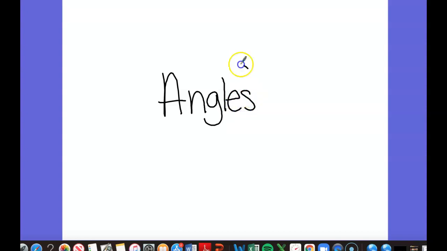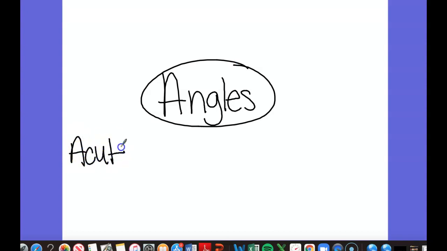So our topic is going to be angles. So you're going to write that nice and big in the middle of the page. And we're going to be talking specifically about classifying angles. So we have four types of classifications. One is acute. And an acute angle is an angle that measures less than 90 degrees. And they look like that because that is smaller than 90 degrees.